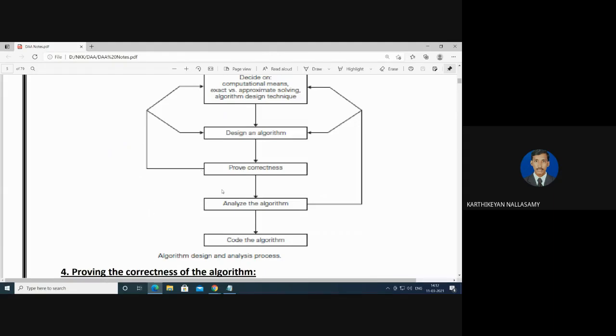Then if the algorithm is correct, it will be adopted for analysis of the algorithm. If these two steps are repeated, it will be repeated from step number 2. Once you feel that the algorithm is correct and has less complexity, then with the help of any programming language, the algorithm can be implemented. So these are some of the basic steps that need to be followed in order to understand and solve the problem statement. Thank you.